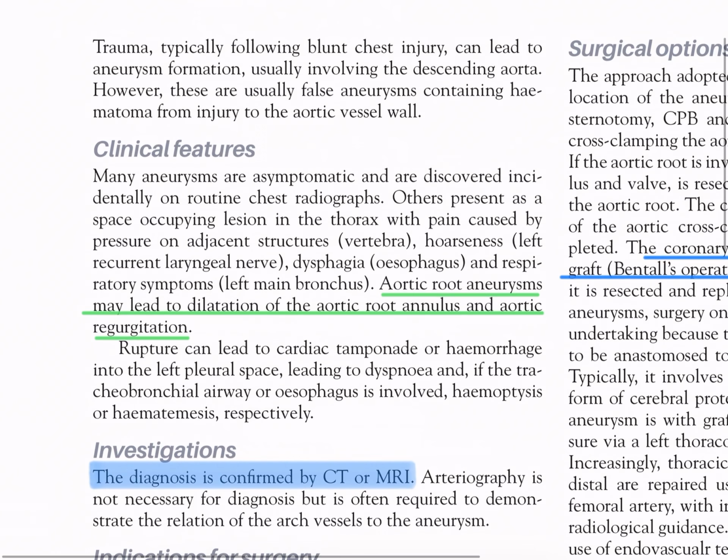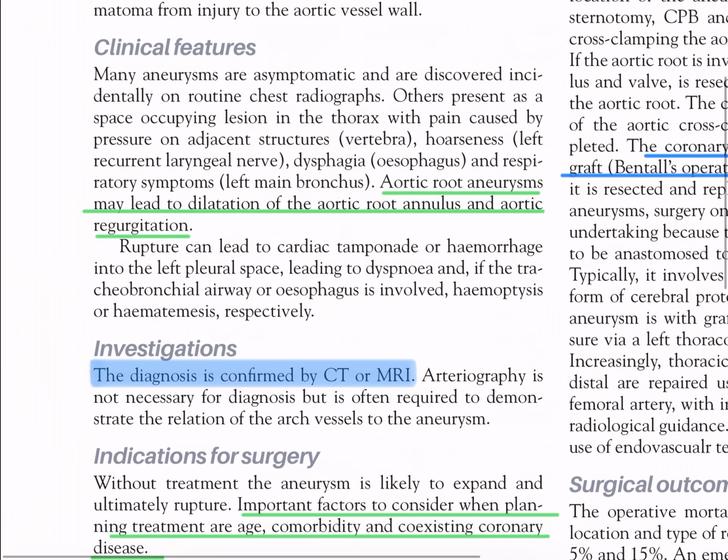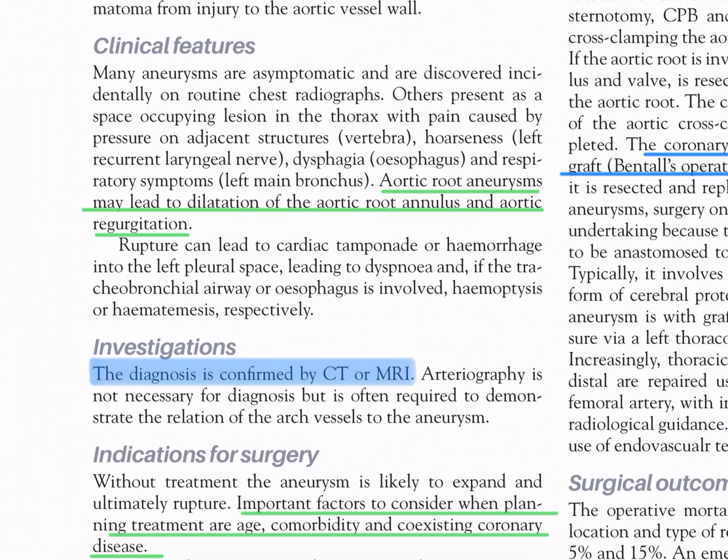Trauma, typically following blunt chest injury, can lead to aneurysm formation, usually involving the descending aorta. However, these are usually false aneurysms containing hematoma from injury to the aortic vessel wall. Clinical features. Many aneurysms are asymptomatic and are discovered incidentally on routine chest radiographs. Others present as a space-occupying lesion in the thorax with pain caused by pressure on adjacent structures: vertebra, hoarseness from the left recurrent laryngeal nerve, dysphagia from the esophagus, and respiratory symptoms from the left main bronchus.